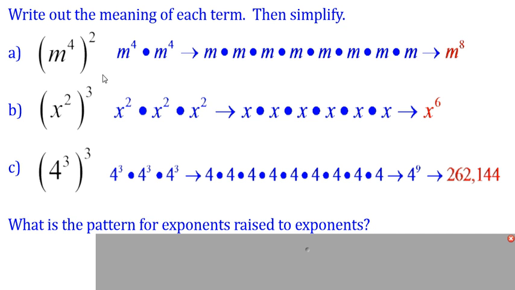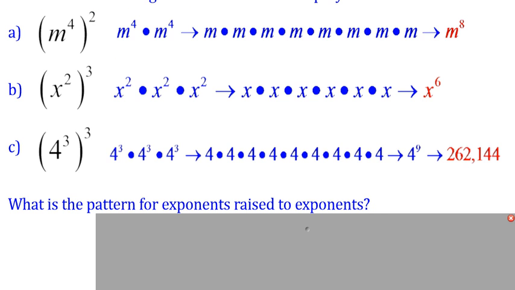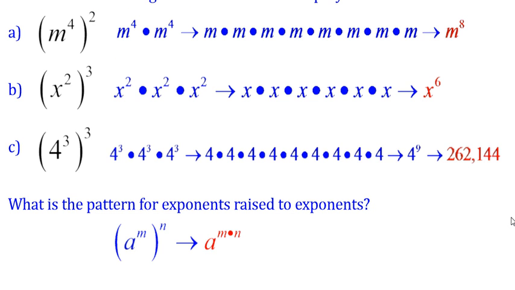Hopefully you can see that this is telling you how many of this that you have. 2 sets of 4, 3 sets of 2, 3 sets of 3. So when you've got that base of a power raised to a power, you just end up multiplying the exponents together.